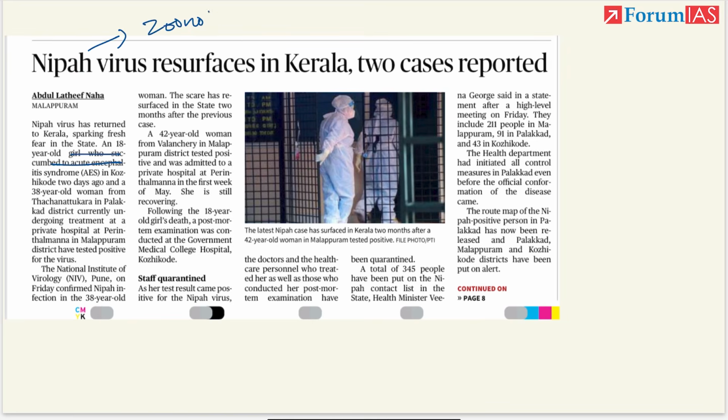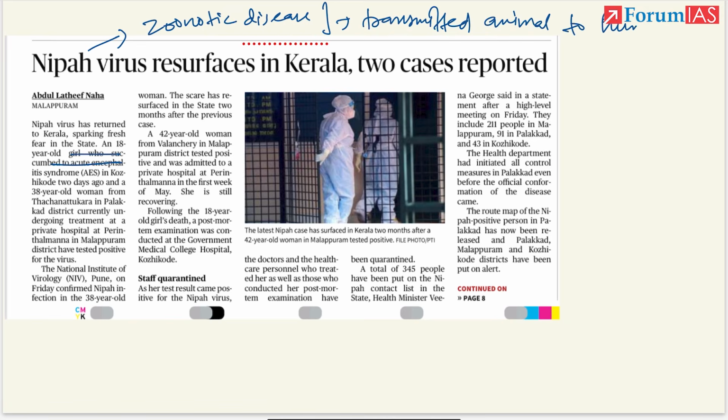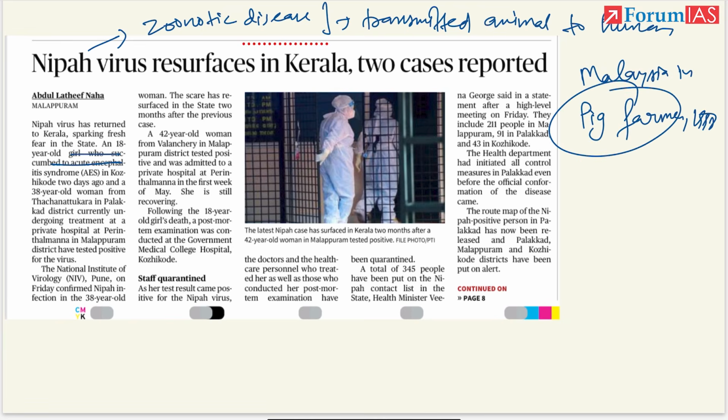Nipah is a zoonotic disease. What is the meaning of zoonotic disease? That it is transmitted from animals to human. It was first observed in Malaysia in pig farmers in 1998. So it basically transmitted from animals to humans.